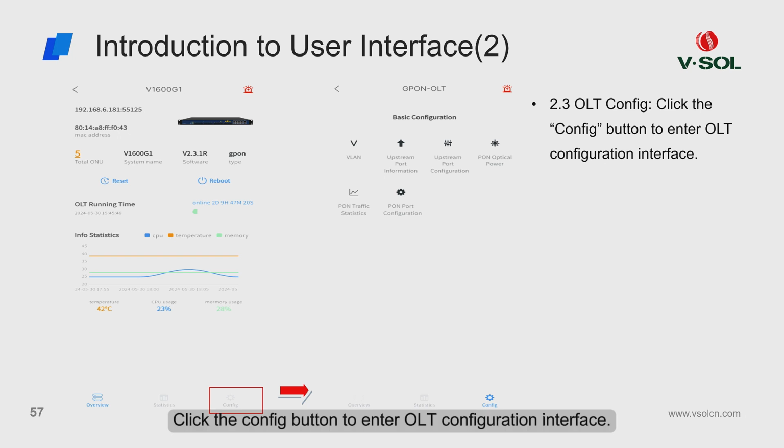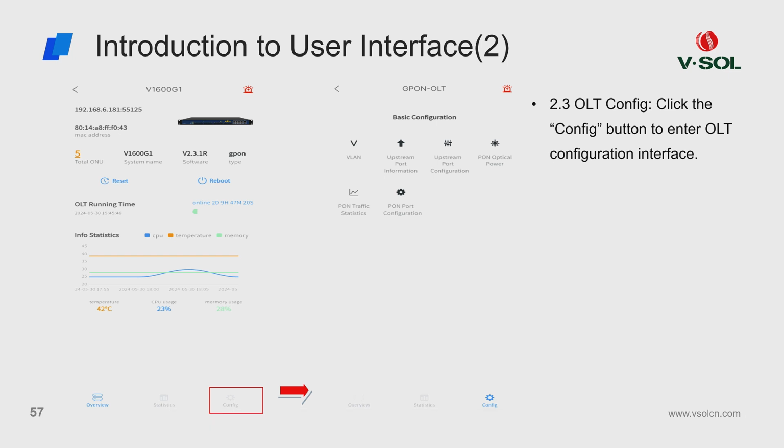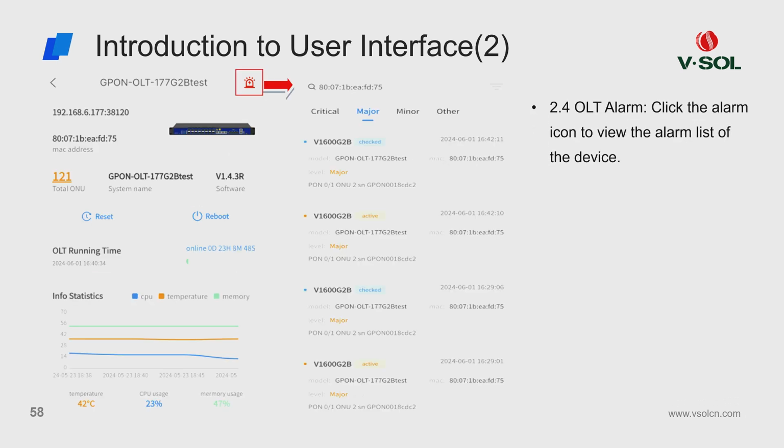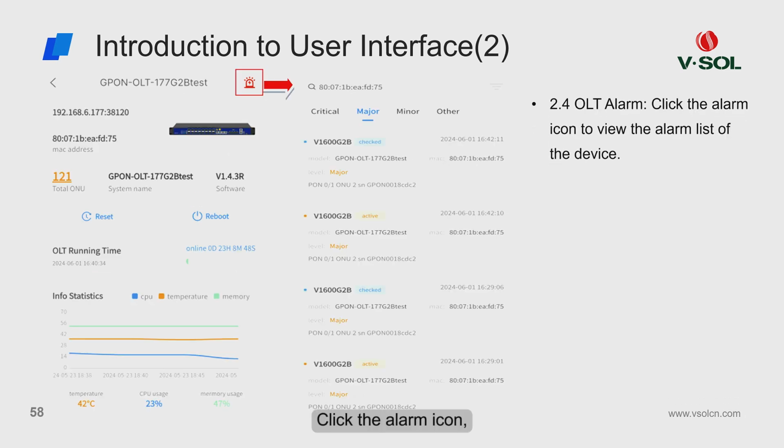Click the Config button to enter the OLT configuration interface. You can do basic configuration of OLT ports. Click the alarm icon. You will view the alarm list of the device.